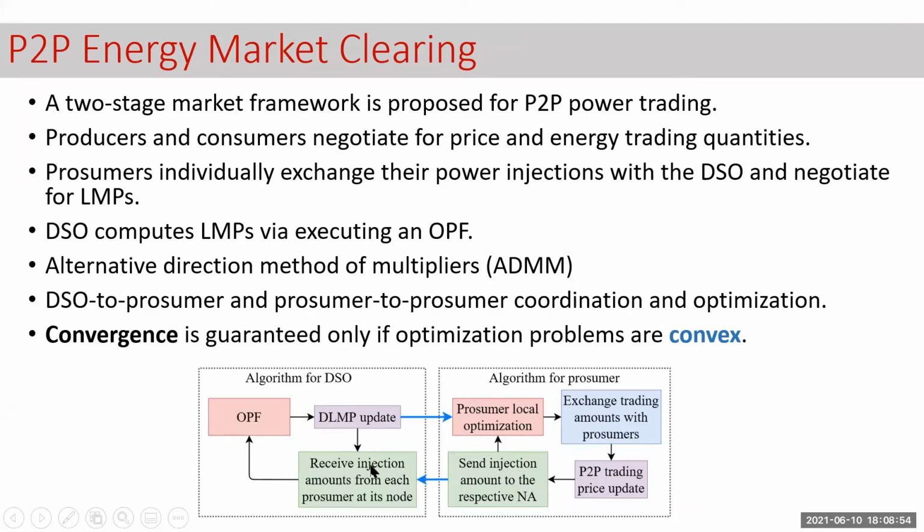At every market iteration, the DSO will collect all the power injections from all the nodes, execute an OPF and compute DLMPs. As we know, when injections change, the OPF structure will change and the DLMP update will change. However, provided that all these local optimization problems are convex, ADMM will always give you convergence after a finite number of iterations.